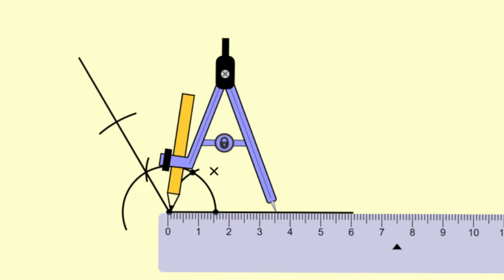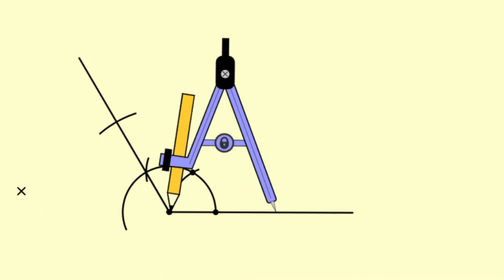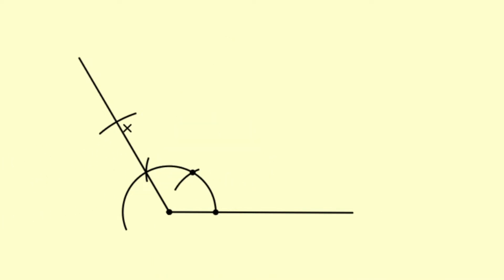You can see the compass length is 3.5 centimeter. Now we'll join this point with point C. So this is the required triangle. So triangle construction is done.